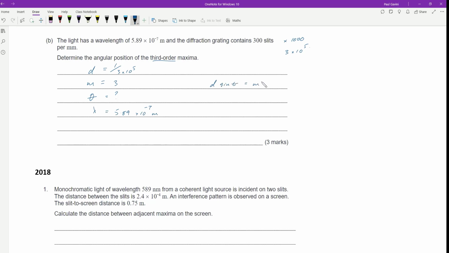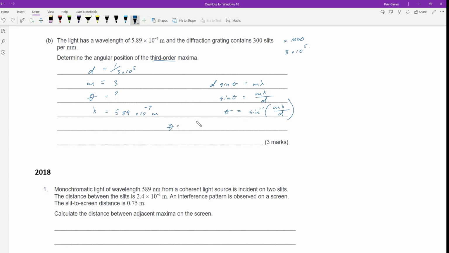d sine theta equals m lambda. Sine theta is equal to a multiple of the wavelength over the distance between the slits, and of course if I want theta I'll do the inverse sine of that. Let's substitute my values in.